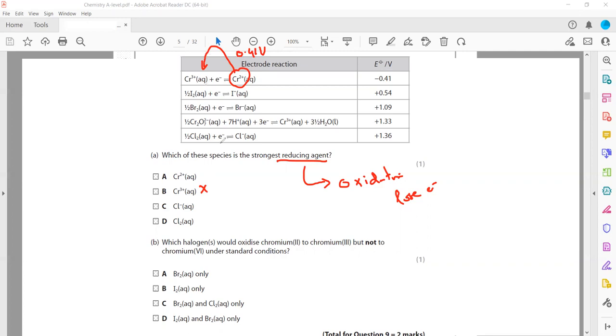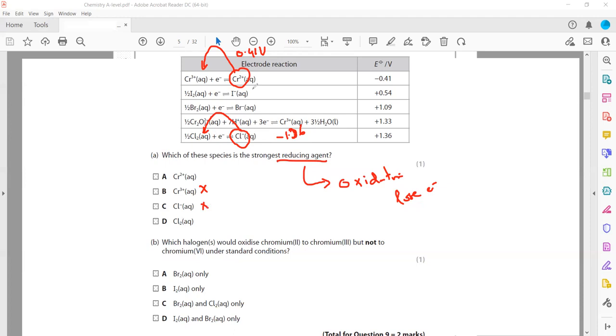For chloride ion, when we check for chlorine to convert into chloride ion, it is 1.36. Then for chloride ion to lose electron, it will be minus 1.36. So it is not feasible for chloride ion to lose electron because it will give a negative voltage.